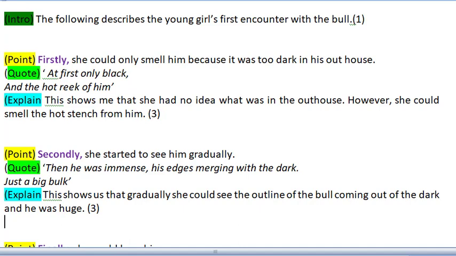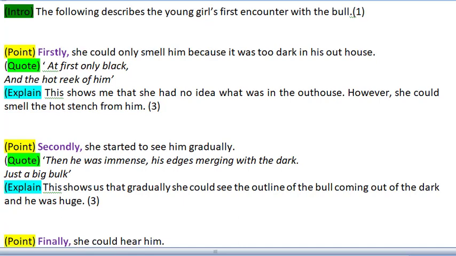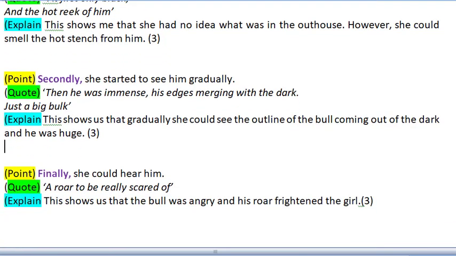However, she could smell the hot stench from him. There is no need to write the physical words point, quote, explain. Just follow that formula. So for your first paragraph, you get 3 out of 10. Skip a line, move on to your second paragraph.